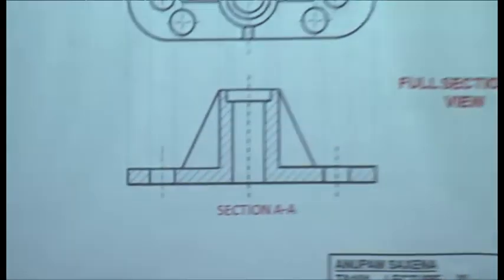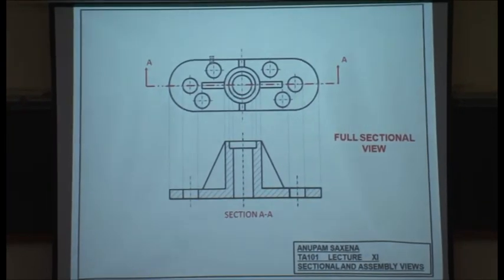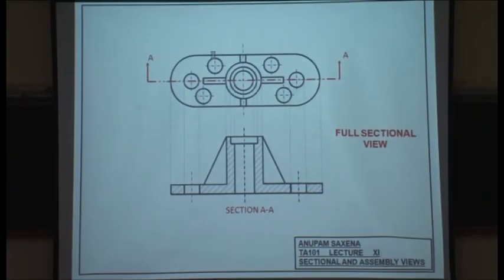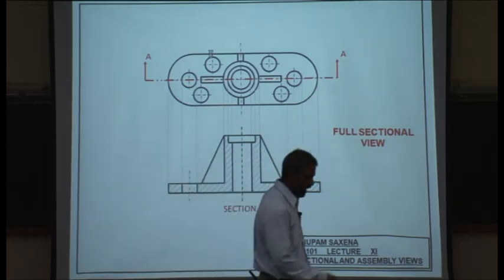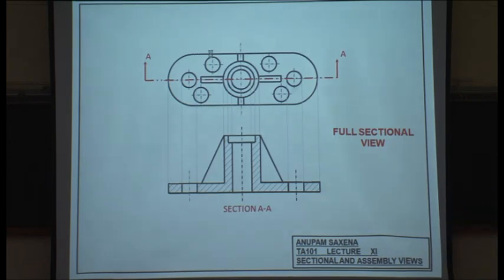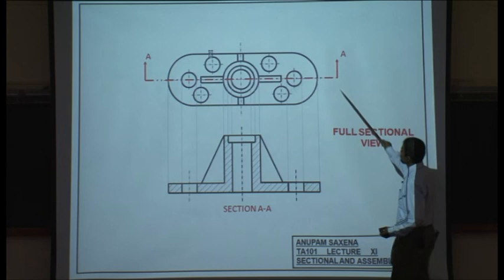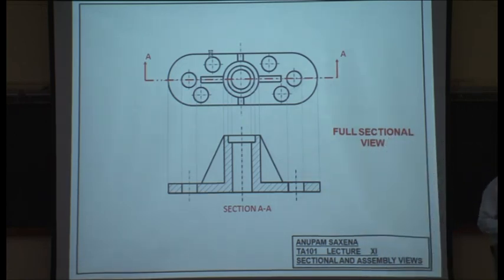The first one was the full section view. You take a section, you essentially divide the object into 2 halves, throw one half off and look at the object with the section plane incident towards you, and then you draw the sectional front view, which is a much clearer option. So the first choice, full section view.